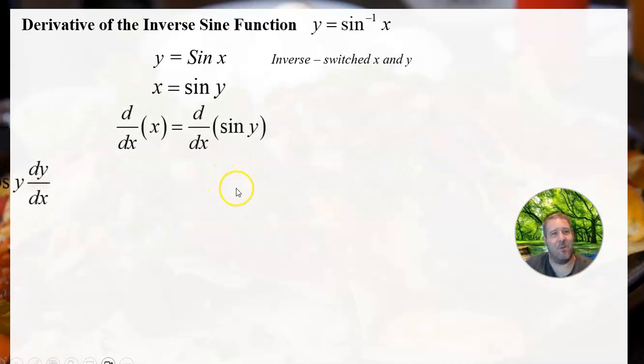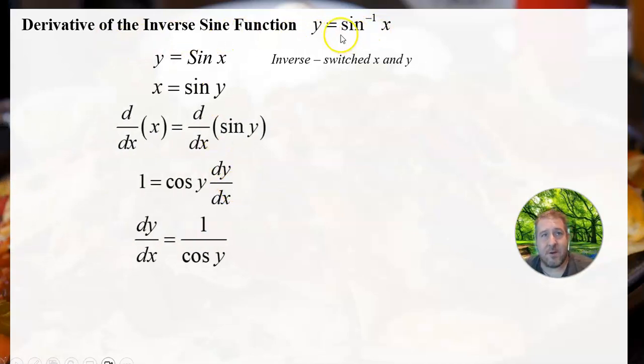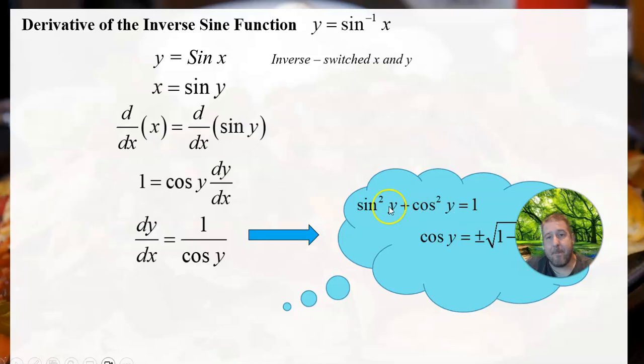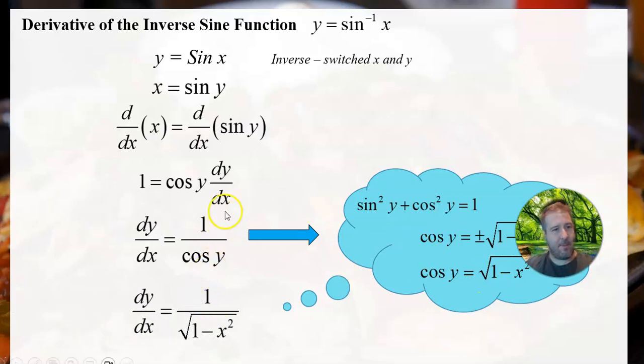Either way, the derivative of inverse sine, and this is just a breakdown of why it is what it is. Remember, inverse just means switch x and y. So if you take y equals sine of x and switch the x and y, and then differentiate both sides using implicit differentiation, the derivative of x is 1, the derivative of sine of y is cosine of y, dy/dx, of course. Then you get dy/dx by itself here. And we remember our trig identity, that sine squared of y plus cosine squared of y is equal to 1.